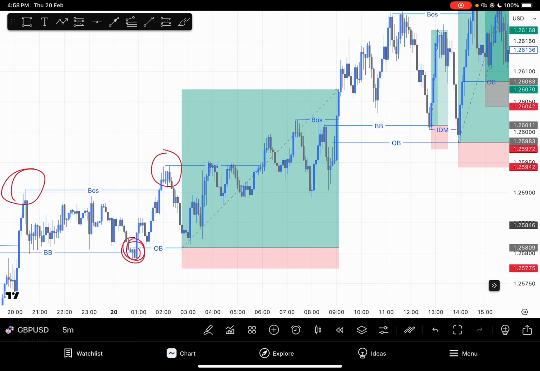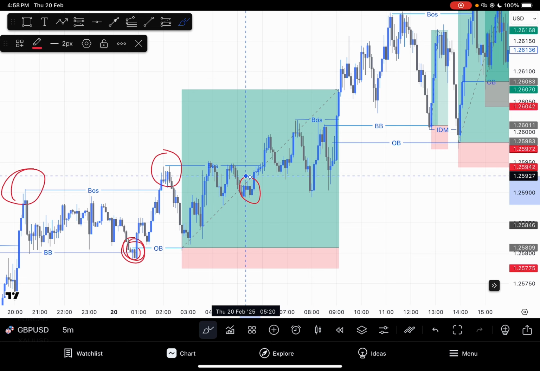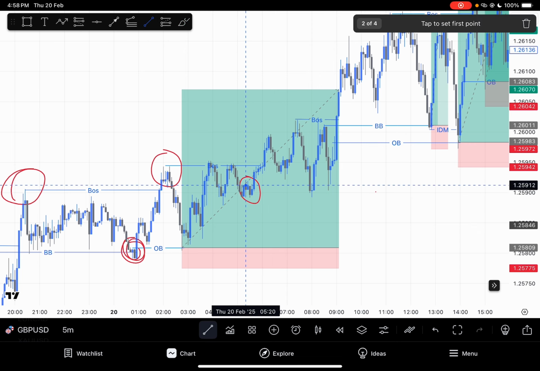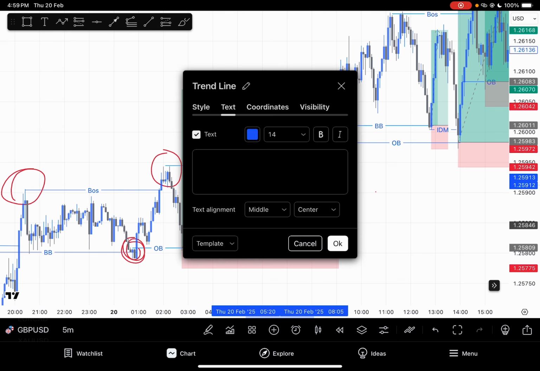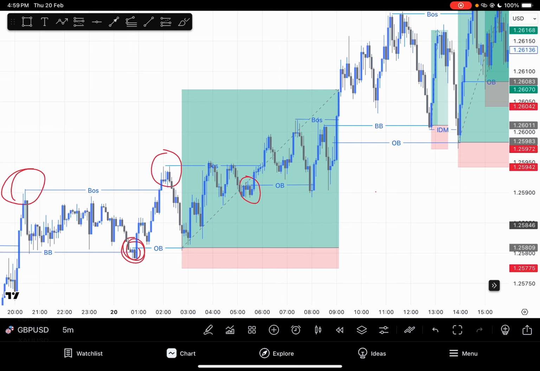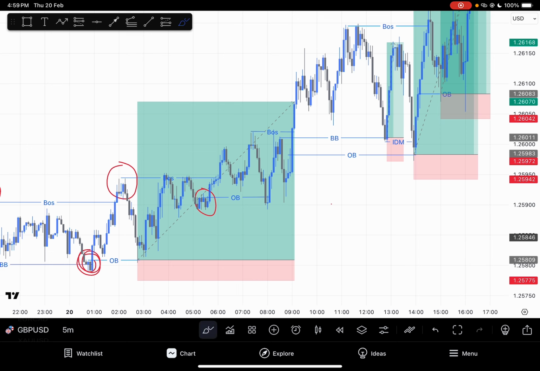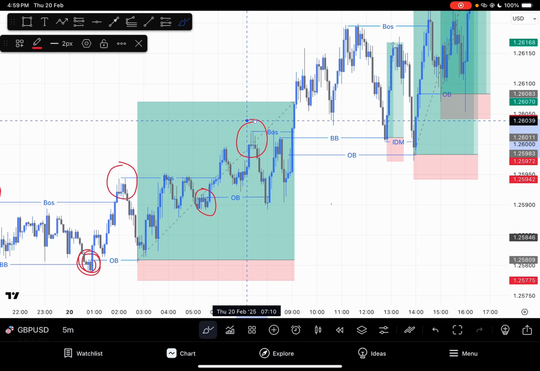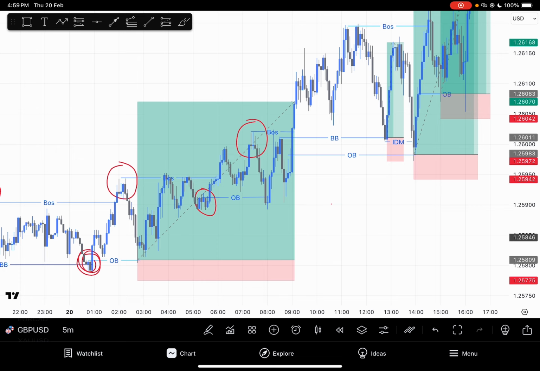After price created this break of structure, what you have to do now is look for another order block or breaker block on the previous low. If you look at this point here, you see there's another order block. If you trace this line to this other side, you see that's an order block. Price immediately tapped into the blue line, pushed to the upside again to take out the previous high, creating another break of structure. After the break of structure, you again look for another order block or breaker block for price to retest on.